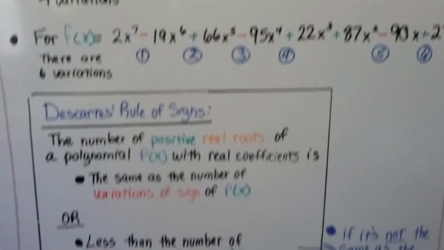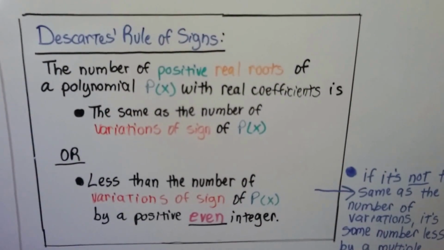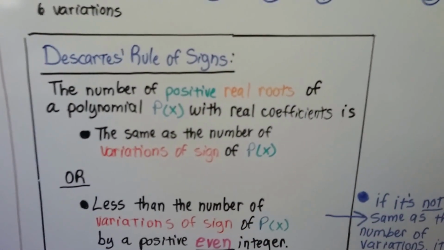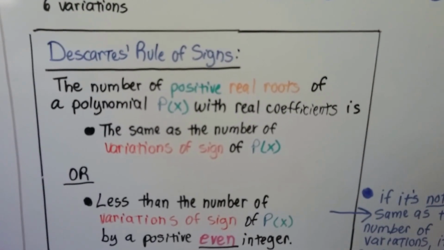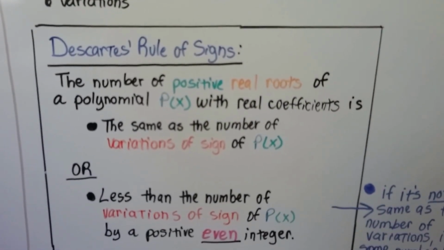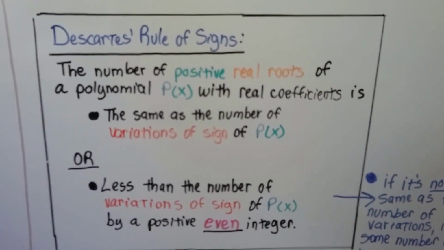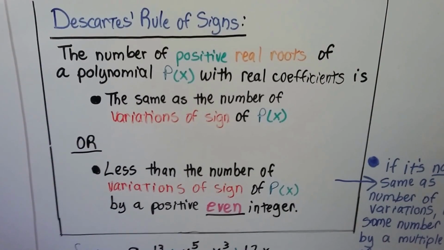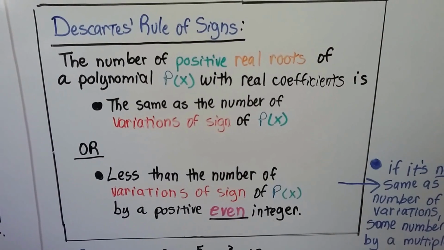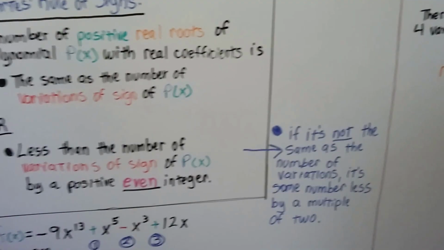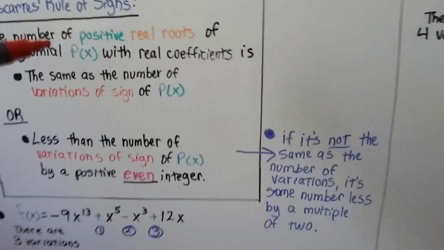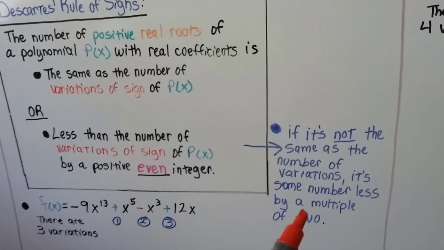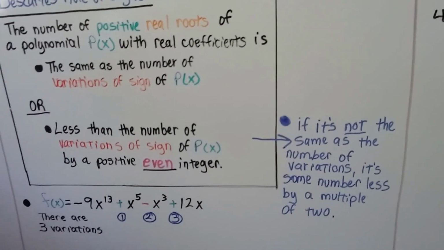So Descartes' rule of signs says the number of positive real roots of a polynomial p of x, or f of x, or y, with real coefficients is the same as the number of variations of sign of p of x, or less than the number of variations of sign by a positive even integer. Which means if it's not the same number as the number of variations, it's some number less by a multiple of 2.